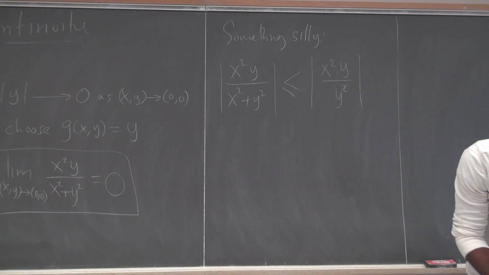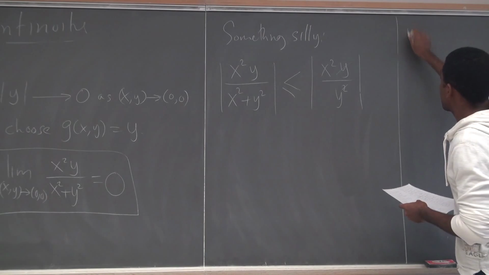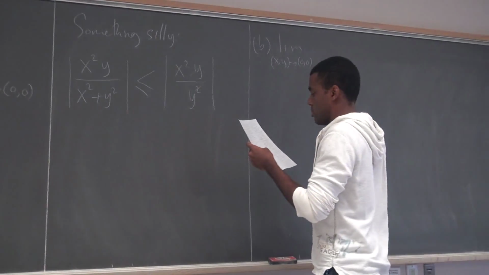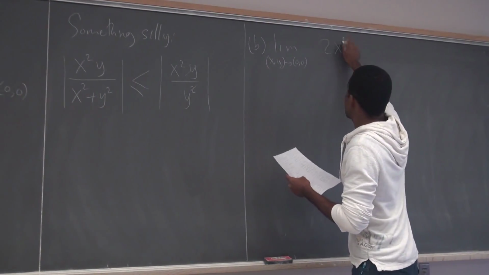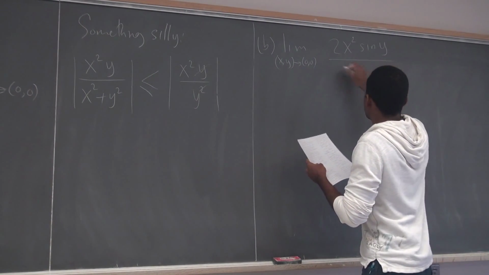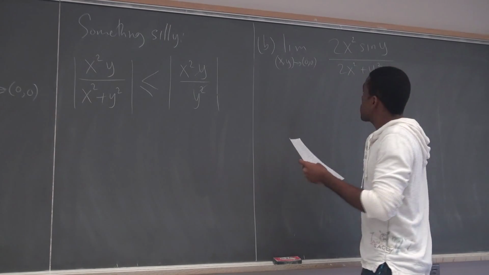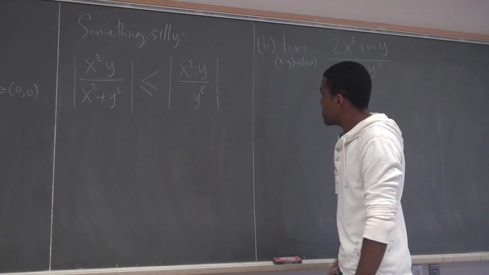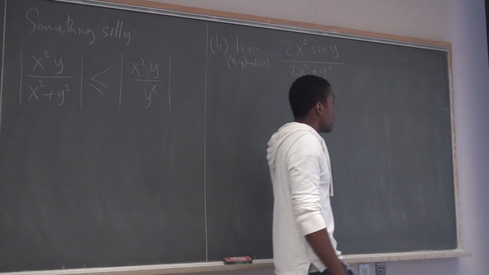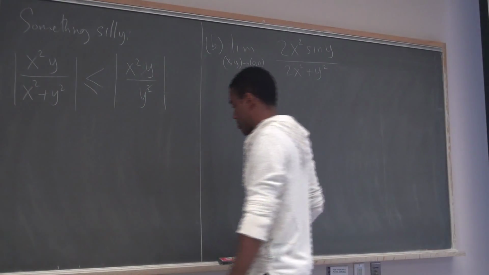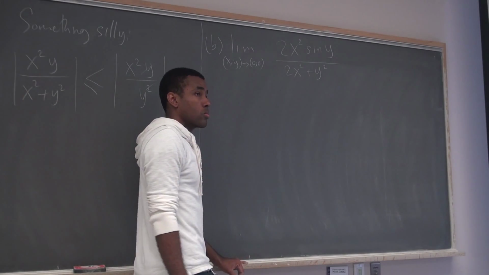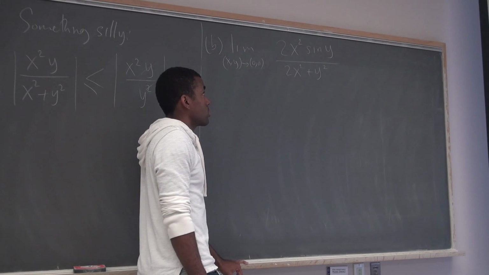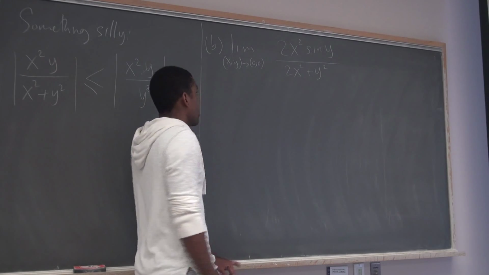Let's try another one. x squared sine y over 2x squared plus y squared. So find the limit or show it does not exist. What are we going to do? Okay, how do we do that?